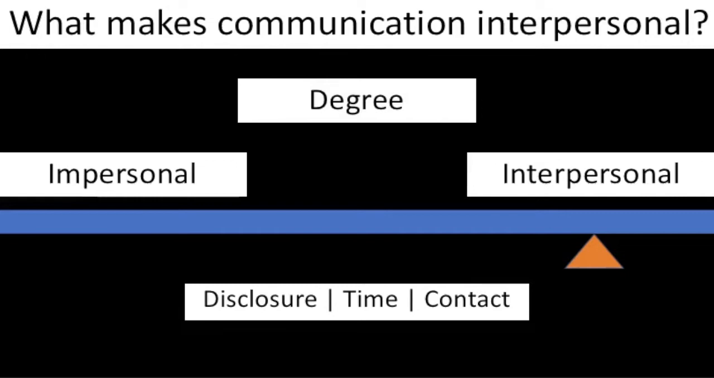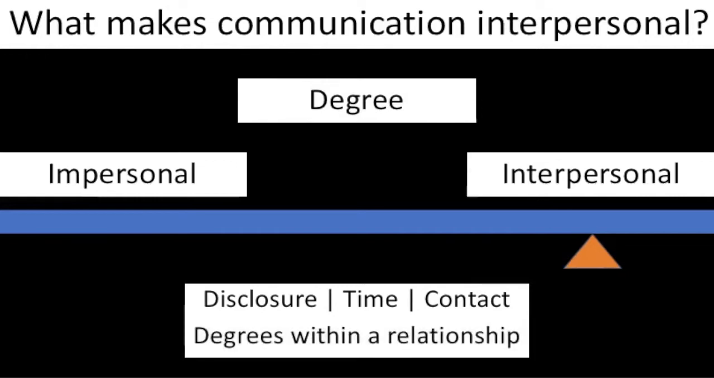In fact, even communication in our closest relationships can vary, at times being impersonal and at times interpersonal. So, for example, while I have an interpersonal relationship with my husband, and while our communication is often at the high end of the interpersonal spectrum, we do still communicate in impersonal ways at times. For example, when we're deciding what to have for dinner. So, there are different degrees of impersonal and interpersonal communication within relationships as well.